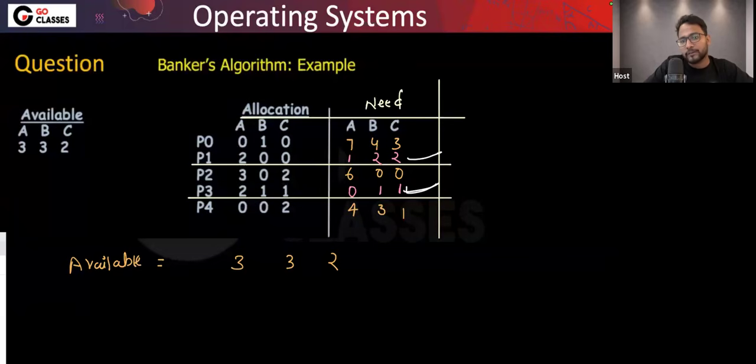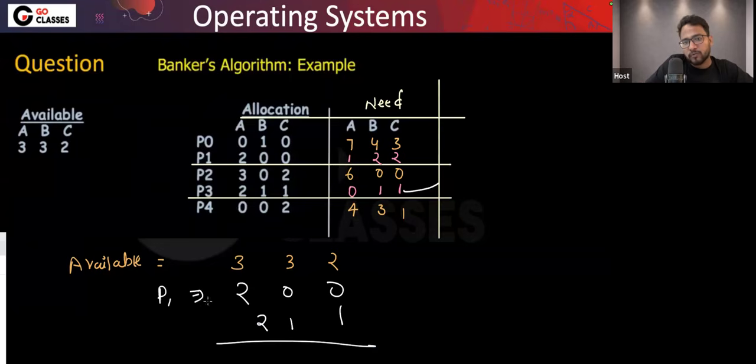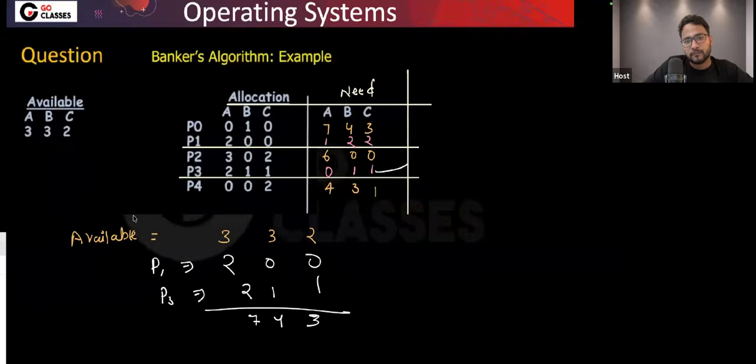So let me directly add 200 and 211, because ultimately you will be reclaiming this after P1 finishes, and 211 after P3 finishes, right? So let me directly do this. This is 3, this is 4, this is 5, 6, 7, right? 743 is your new available. Is this fine to everyone? This is your new available.